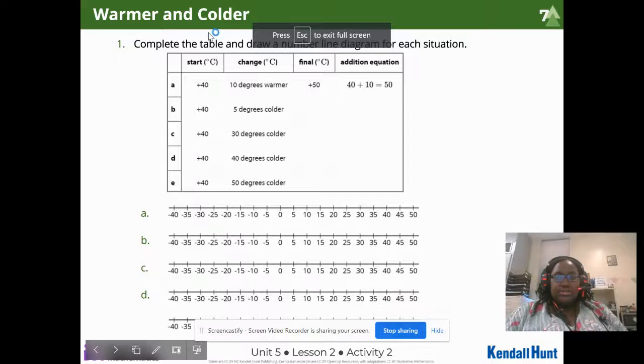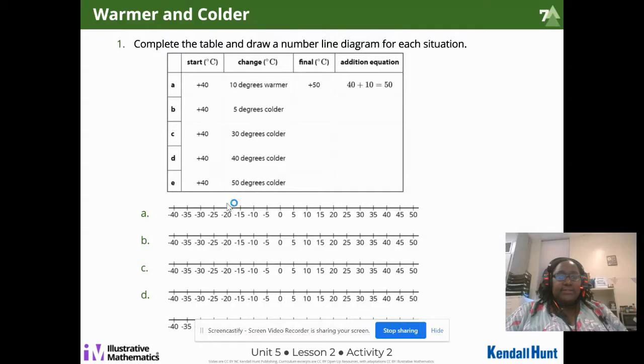On this particular slide, I'm going to go ahead and blow it up because it's a little bit hard to see. You have to do two things. You want to complete the chart and then draw a number line diagram for each situation. They gave you the first one. We're starting at positive 40 degrees. Your change is going to be 10 degrees warmer. When they say warmer, that means you're going to add. If it says colder, that means you should be subtracting. And then they showed you the final degree will be 50.